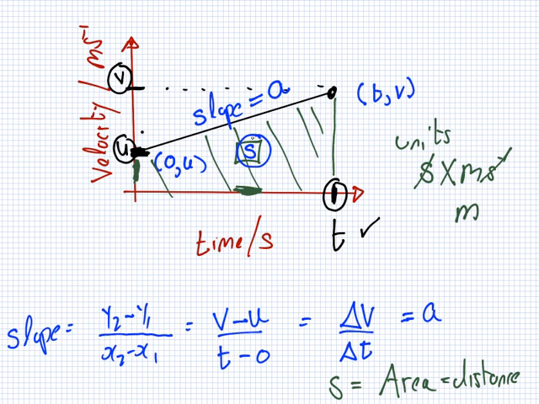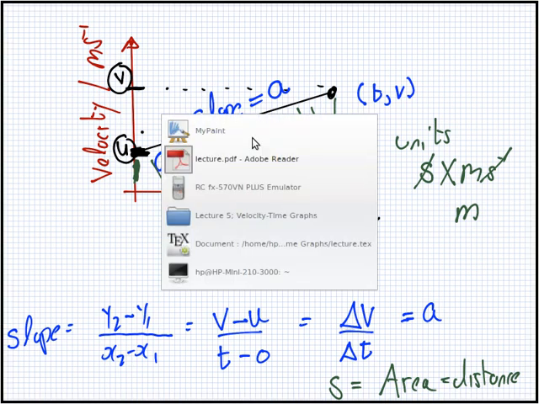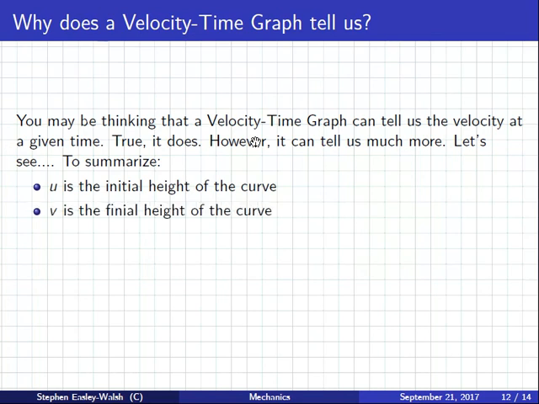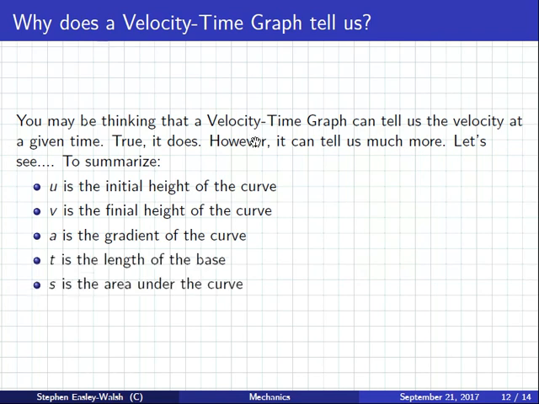Okay. We got this? Yeah? So to summarize, U is the initial height, V is the final height, A is the gradient, the slope, T is the length of the base, and S is the area under the curve. Okay, great.